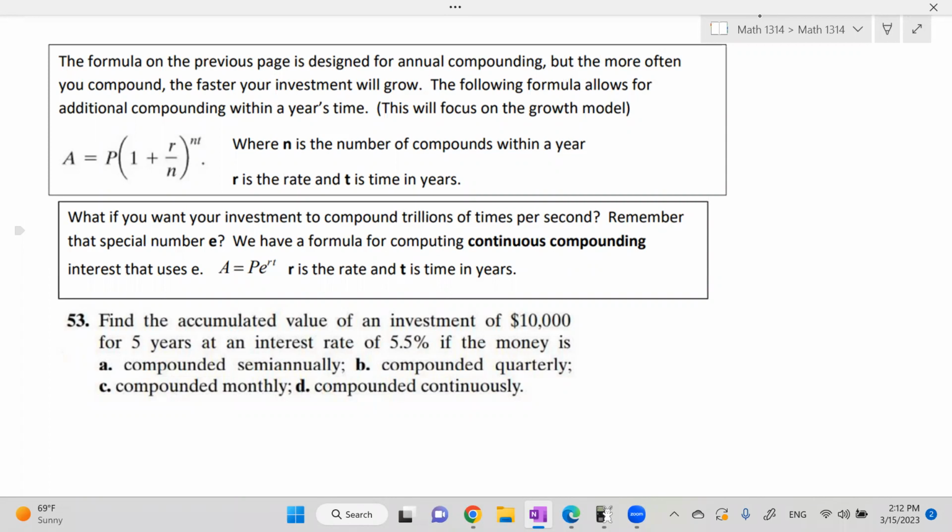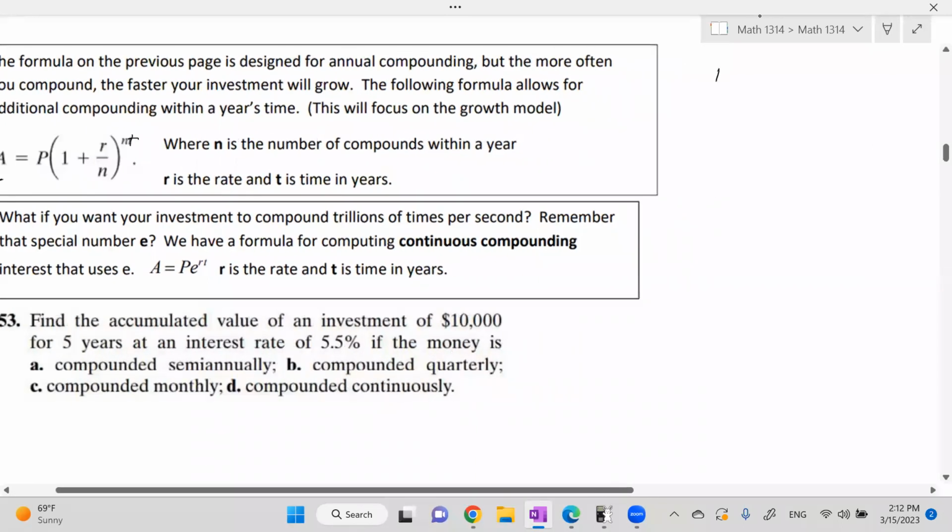So we are using the new formula. The future value A equals P, the initial amount, multiplied by 1 plus R divided by N, all of them raised to the N times T power, where N is the number of compounds within a year, R is the rate, and T is the time in years. What's the meaning of that?